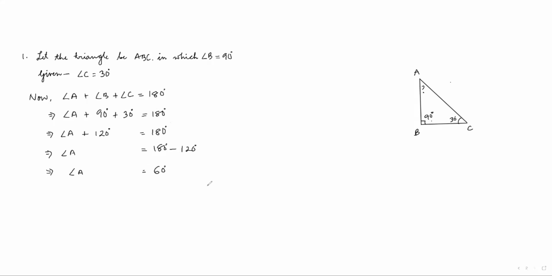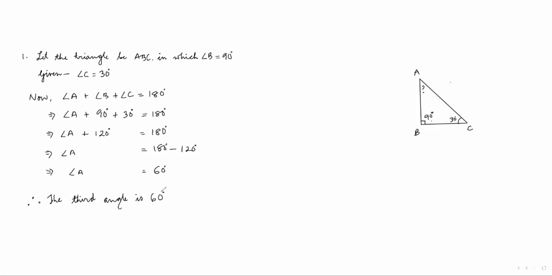So angle A is 60 degrees. Therefore, the third angle is 60 degrees. Very simple, right? So this is how we find the third angle. Let's see one more question.